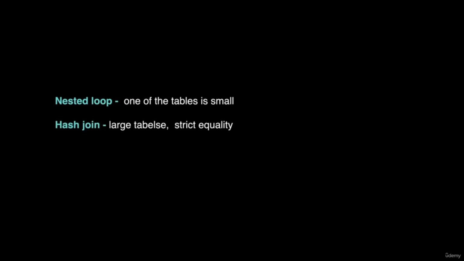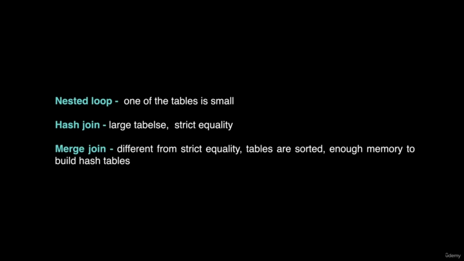The nested loop is preferable when one of the tables is very small, and it is faster to run through it than to sort these tables or build a hash table, because sorting and hashing are rather expensive operations. If the tables are quite large and our join condition is based on strict equality, then the hash join would be a decent choice. But if either the join condition in the query is different from strict equality, or there is not enough memory to build hash tables, or if the tables are sorted, then the sort merge join would be a great option.